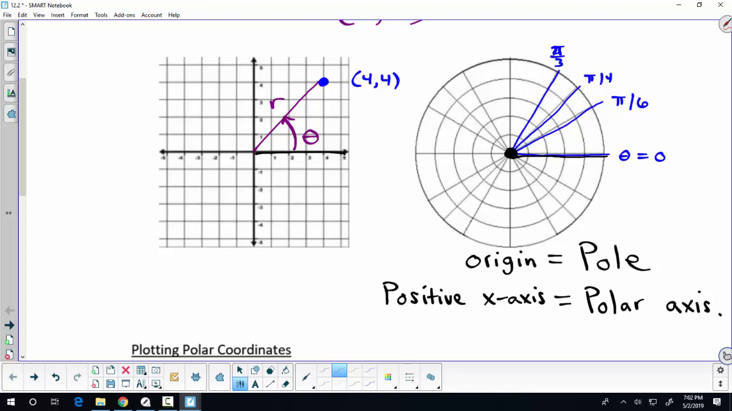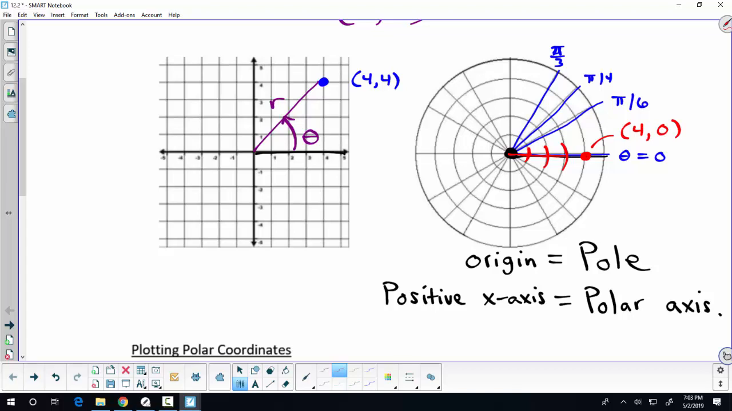So we haven't quite talked about this, but each concentric circle here is for measuring the radius. So if I go out this way, right here, that's r equals 1, this is r equals 2, this is r equals 3, and so forth. So what if I said I had the point (4, 0)? Radius 4, angle of rotation is 0.